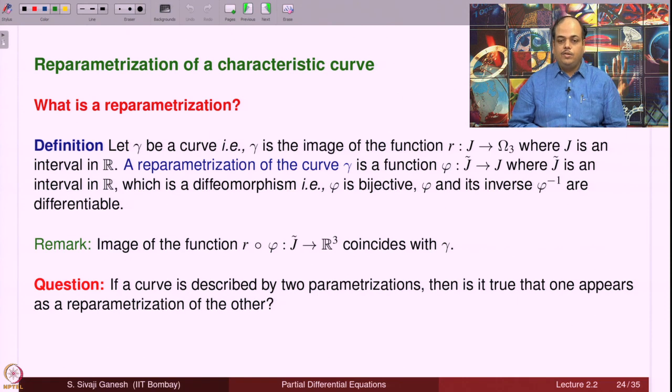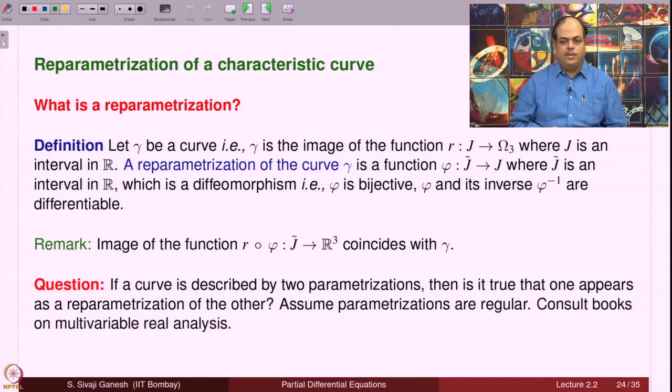Now, if a curve is described by 2 parameterizations, then is it true that one appears as a reparameterization of the other? In other words, you are given r from j to omega 3 and r tilde from j tilde to omega 3 such that the images are the same. Now, the question is, is there a function phi from j tilde to j which is a diffeomorphism? The answer is almost true, but you have to assume some more properties about the parameterization being regular. So, you can once again look up books of do Carmo or Millman and Parker on differential geometry. But our question is not about this, we are not asking this question.